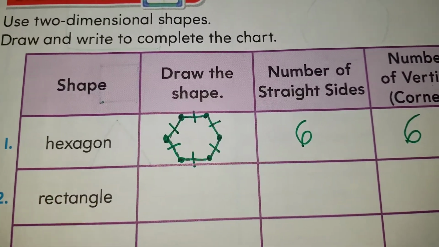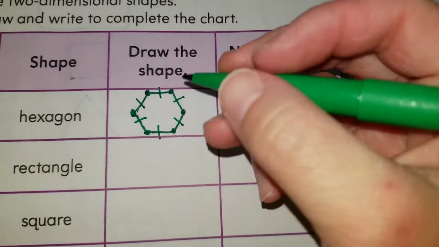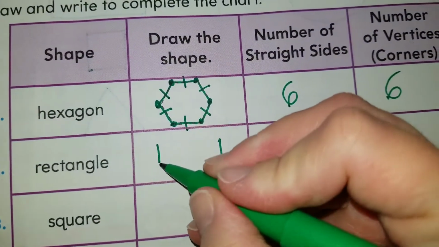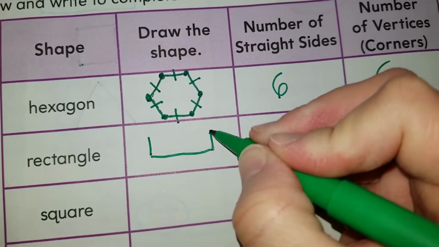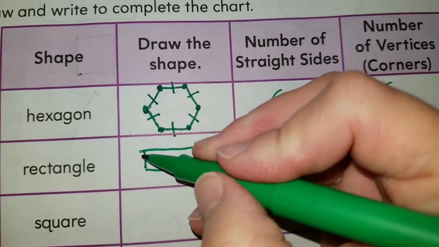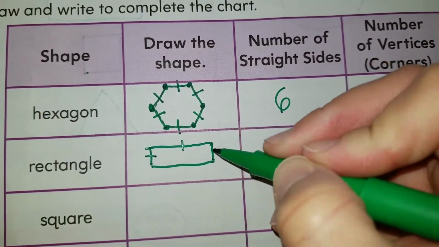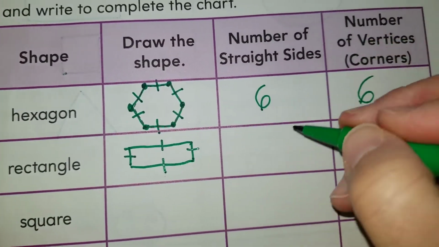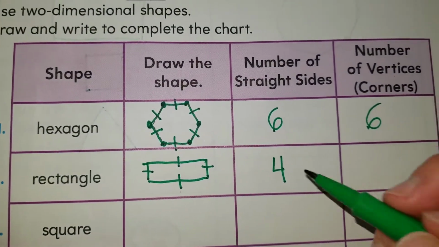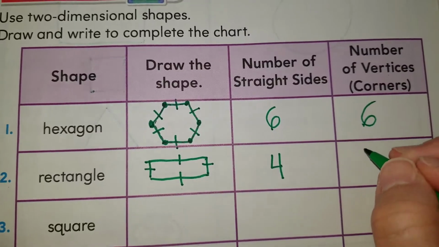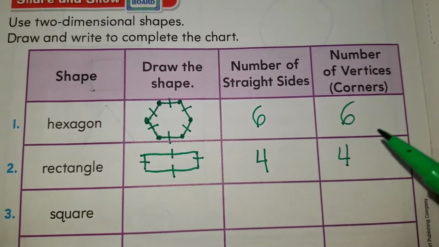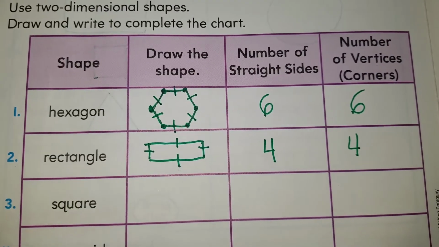All right, now we're going to go to the rectangle. Do not forget the rectangle has 2 short sides and 2 long sides. The long sides are the ones that connect the short sides. How many sides does it have? It has 1, 2, 3, and 4. 4 sides. And if it has 4 sides, how many vertices does it have? 4 too. Yes. The number of sides is equal to the number of vertices.